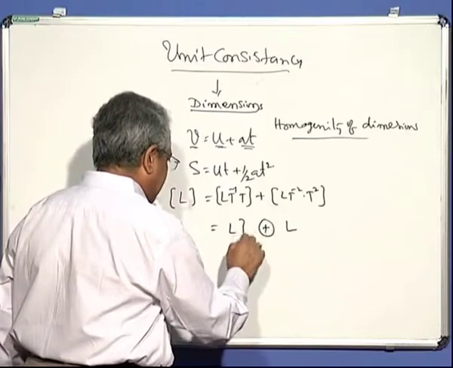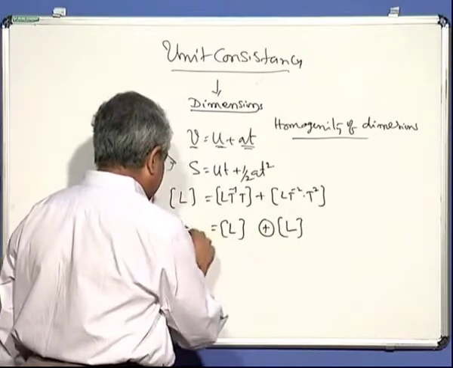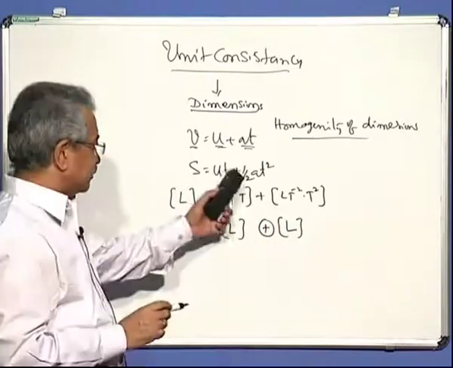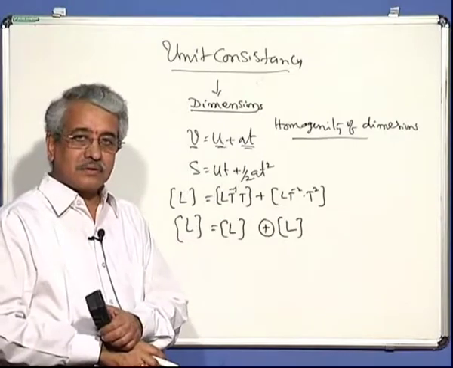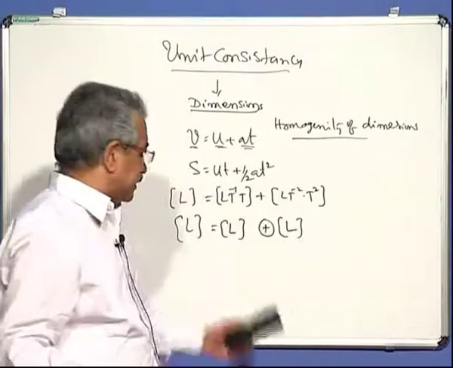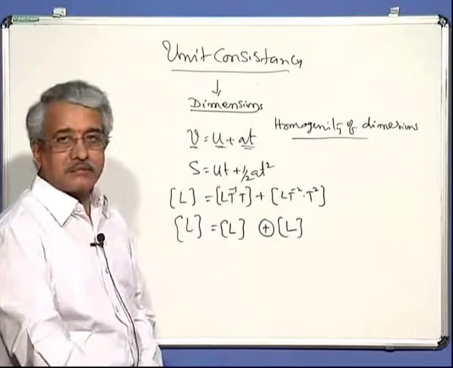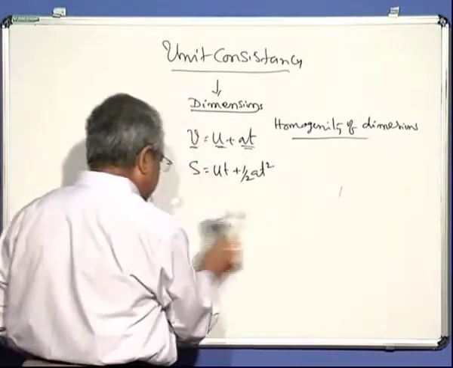So dimensionally, each term has the same dimensional formula on either side. So this equation must be correct. If the equation is correct, definitely the dimensions will match there. Homogeneity is certainly obeyed there.